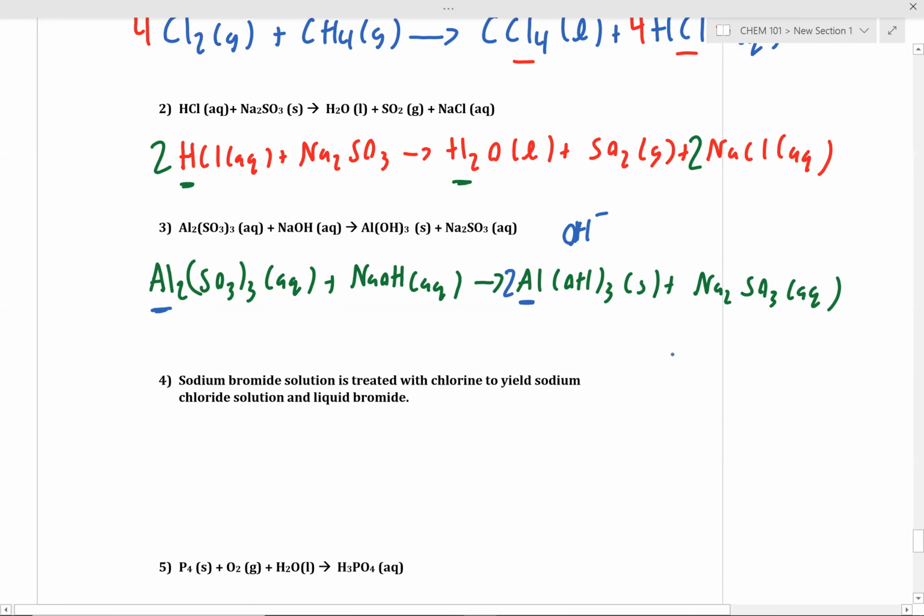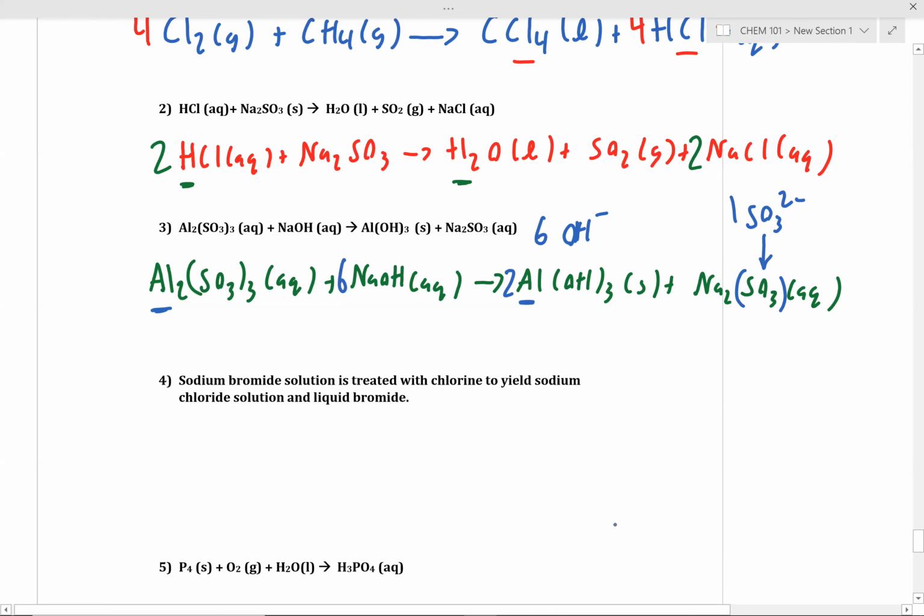What's 2 times 3? 6. We have 6 hydroxides. And how many sulfates do we have on the right? So, sulfites. Just right here, SO3. How many SO3 units do we have? Just one, because there's only one of them. Okay, so then, if we have 6 hydroxides on the right, how many sodium hydroxides do we need on the left?